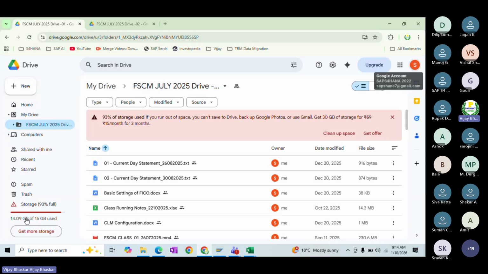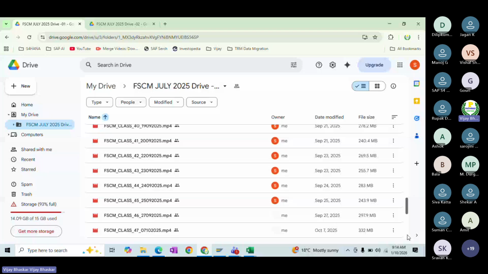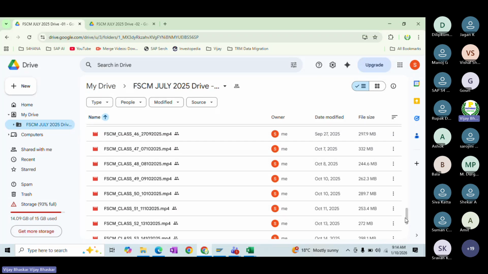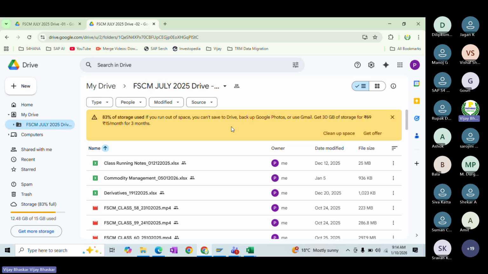You can see that it is almost full, 15 GB. This is a generic access everyone has. It is almost 95% filled, 93% filled. So the classes stored here, each and every session is 1.5 hours. Then after this, we move to the second drive.